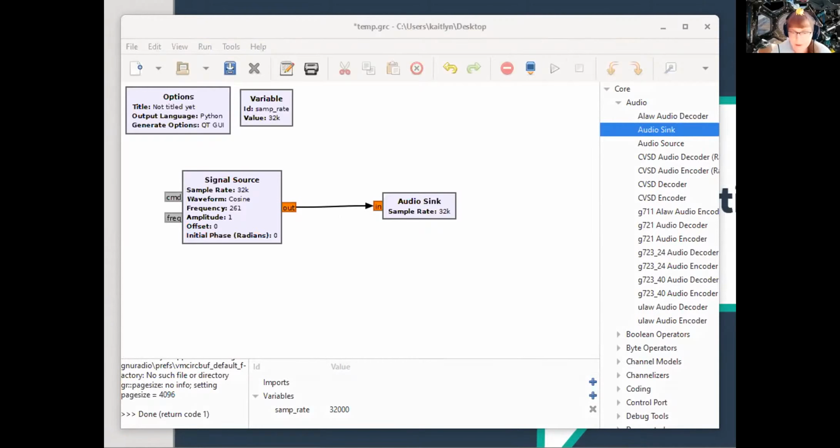And of course, we heard it, but when you're working with radio, it's sometimes nice to have a visual representation of what's happening. So we can add a Qt time sink, which will give us a nice graph.